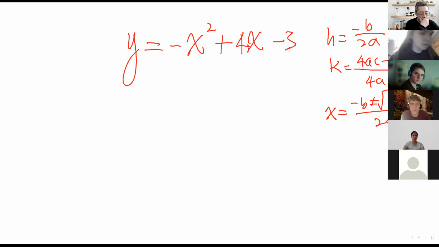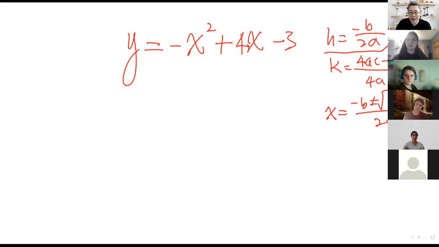Yeah, make sure when you plug in the numbers, it's easy to make a mistake. Is that correct? H is right, but K is not. I thought so. Could you write that out? Because I'm actually confused now. I want to see how I did it wrong. K is 4ac minus b squared.